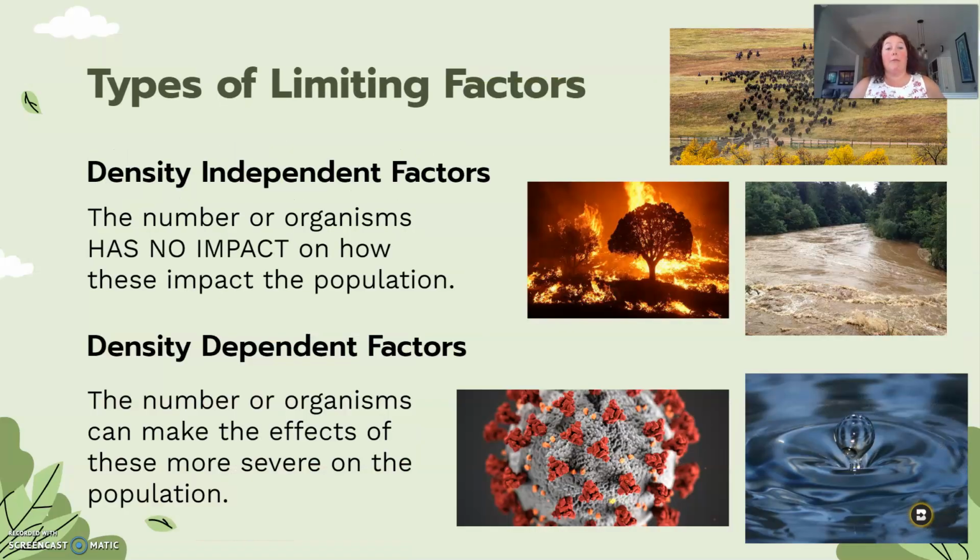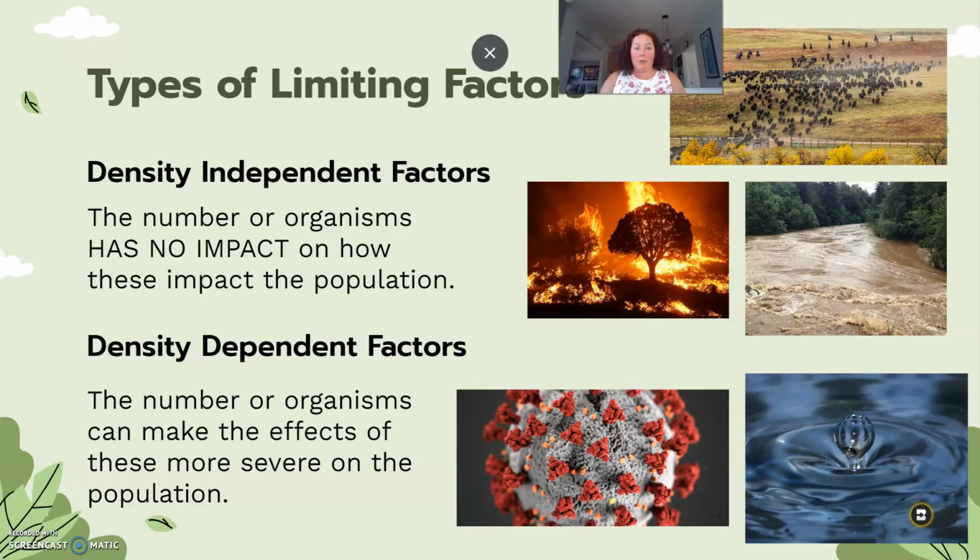There's two types that we're going to talk about. The first one is density independent limiting factors. For those, it doesn't matter how big the population size is, it's going to impact the population negatively. If there's a forest fire, it's going to negatively impact the same number of organisms whether it was a small population or a large population. So a flood, any natural disaster, is considered density independent. The size of the population doesn't matter at all. Whether it's a small population or a large population, there's still going to be a negative impact.